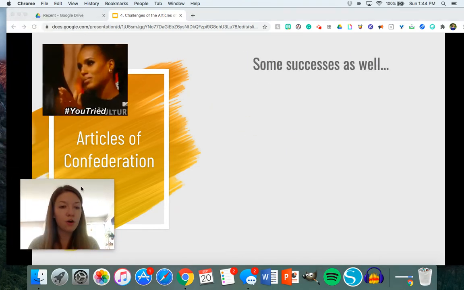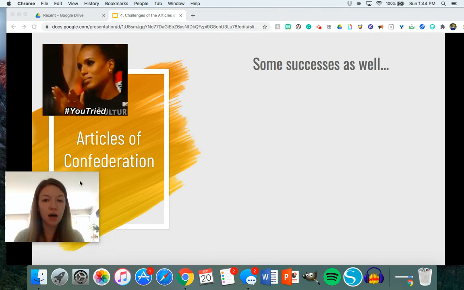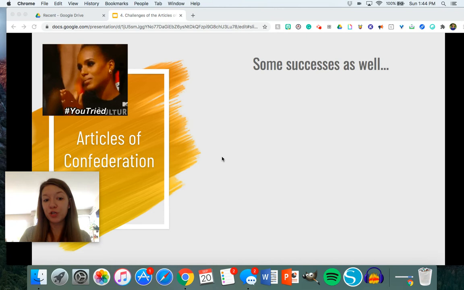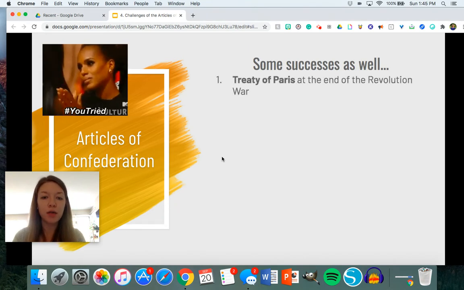Now, the Articles of Confederation did have some successes as well. They are not as numerous as the weaknesses, but I think we do have to give them the little pity clap of you tried. The very first success was the Articles of Confederation successfully negotiated the Treaty of Paris at the end of the Revolutionary War. And that is what ended the American Revolution with Britain.